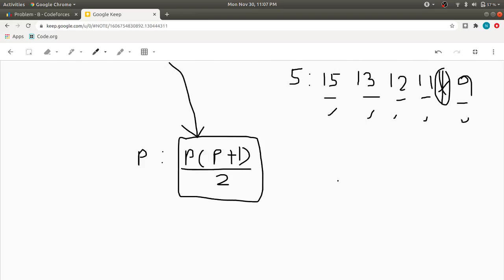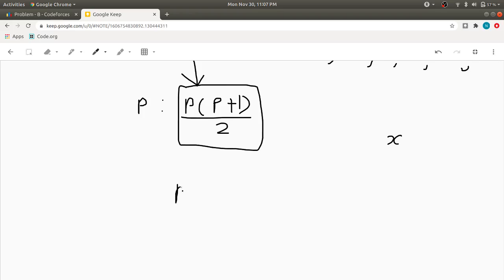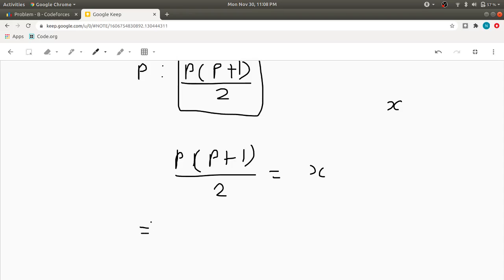Now, let's say the user gives us some x. We are just going to equate it to p into p plus 1 by 2. I will not multiply, I am just writing it equal to x. Now if I simplify this equation, it will become p square plus p minus 2x equal to 0.